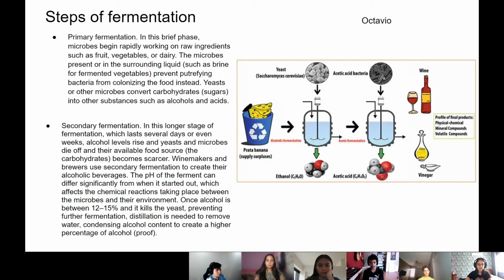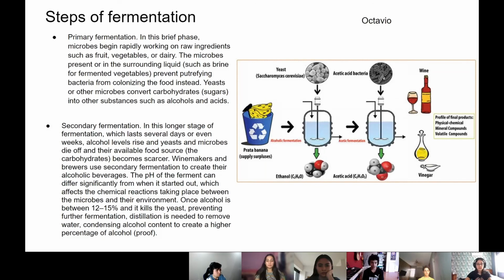In secondary fermentation, the longer side of fermentation, lasts several days or even weeks. Alcohol levels rise and yeasts and microbes die off, and their available food source, the carbohydrates, becomes scarcer. Winemakers and brewers use secondary fermentation to create their alcoholic beverages. The pH of the ferment can differ significantly from when it started out, which affects the chemical reactions taking place between the microbes and the environment.